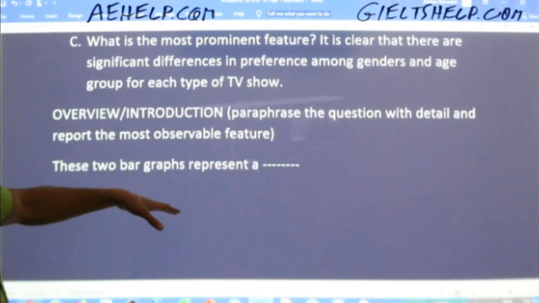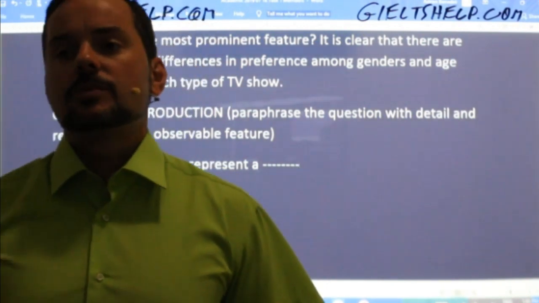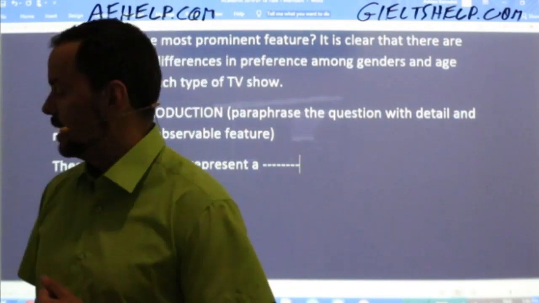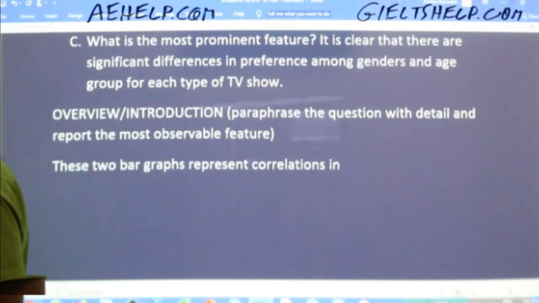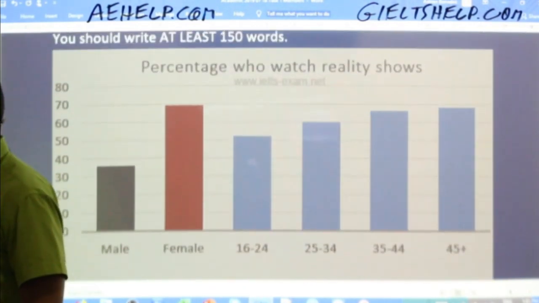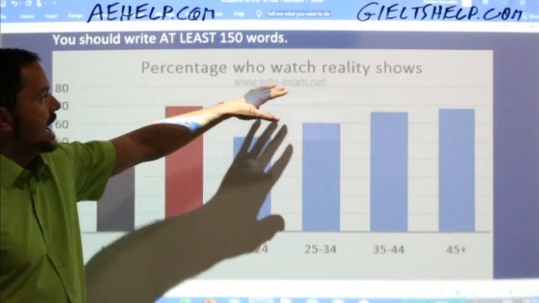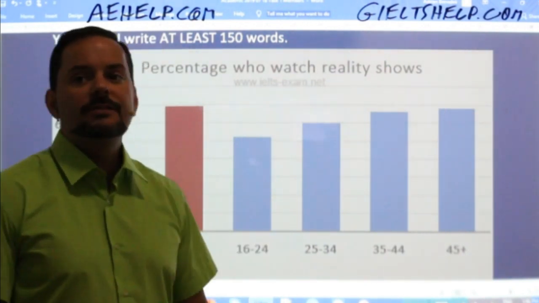These two bar graphs represent a statistic. Statistic is okay, Hung. There's actually a better word. Yeah, Yuru, that's what we're talking about here. Correlation, possible correlation, or a relationship nonetheless, right? Good for you, Yuru, for thinking about that. Represent correlations, and what kind of data is this? Okay, so when we say reality shows, men, women, and age groups, what kind of data are we dealing with here?